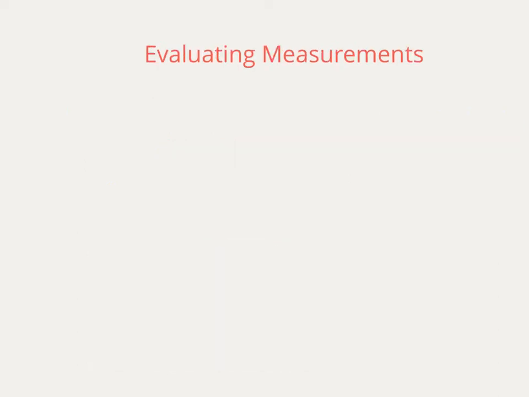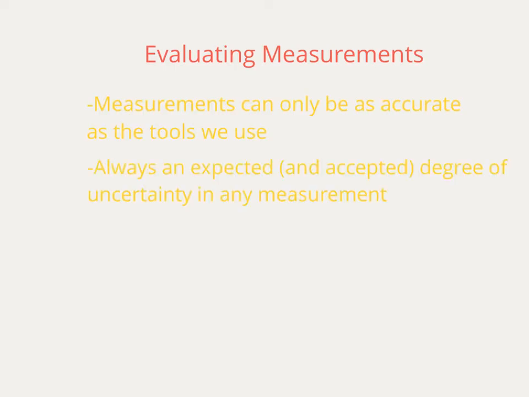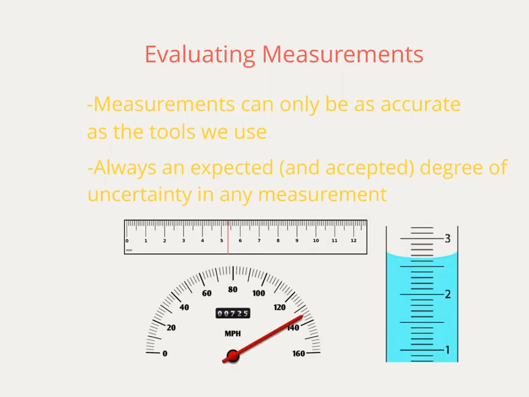So how accurate can our measurements be? Well, they can only be as accurate as the tools we use, and there's always going to be a certain degree of uncertainty, and that's okay. It's to be expected. In fact, the last digit of any measurement that we take is always going to be estimated. So let's take a look at these three tools as an example.